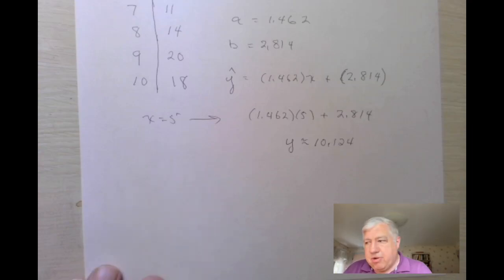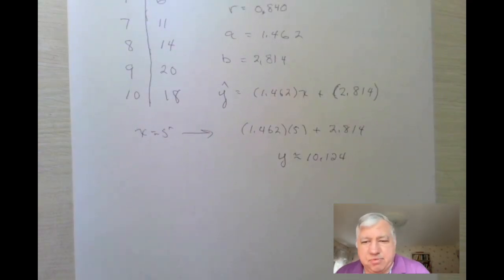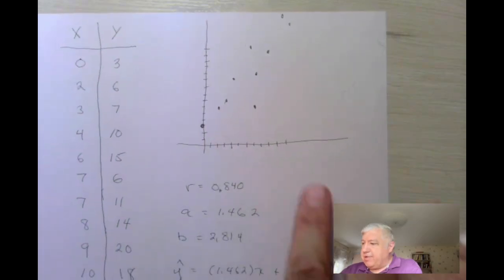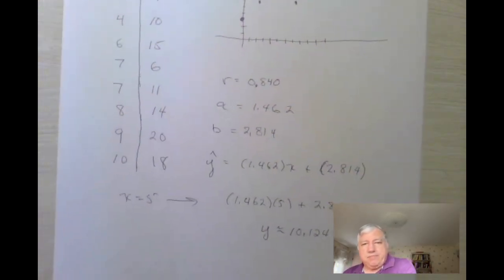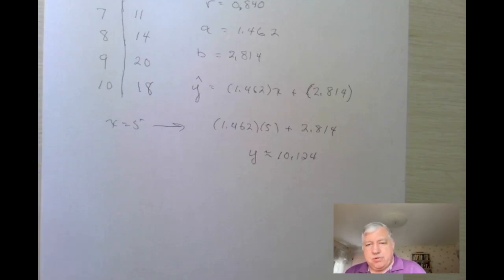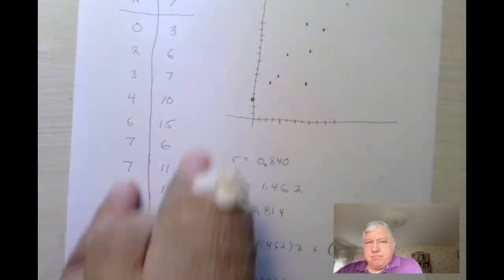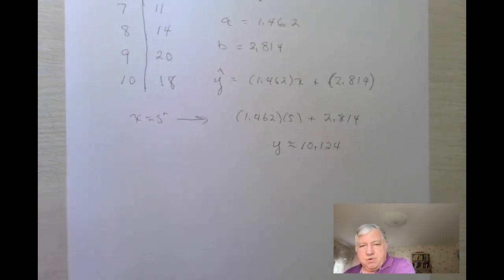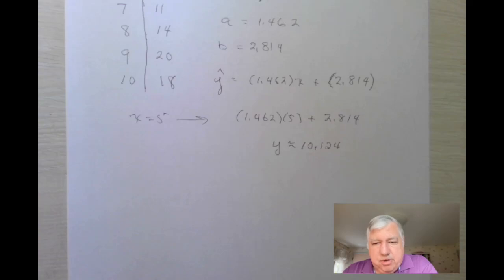Now, obviously, we could not use this if we wanted to approximate y when x is, let's say, 20. We wouldn't be able to use that because 20 is all the way down here. So remember, this regression line equation is only good for x values that are close to the x values in your data set. All right, so that's pretty much all you need to know for this topic, and see you next time.